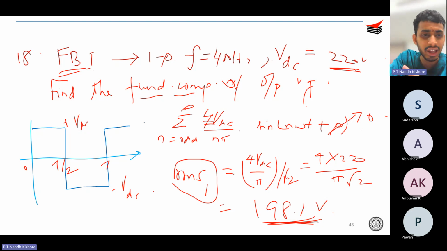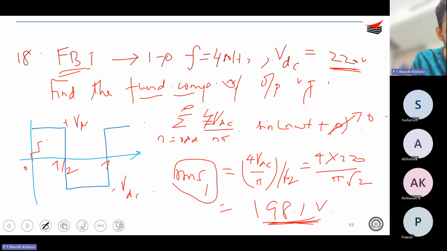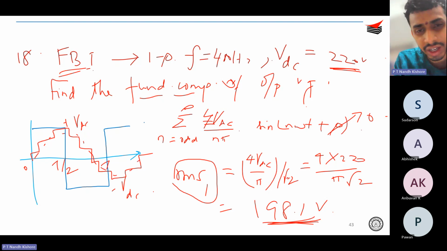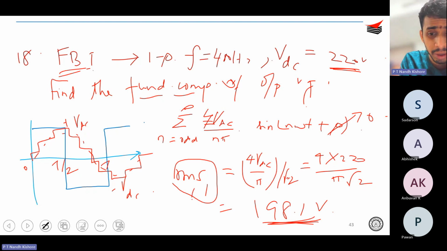Correct. So the idea is if you go towards multi-level converters, instead of seeing something like this, you are expected to see something like this. If I draw it, I am drawing a very lesser number of steps, but you see that it is almost like a sine wave, correct? So what you will see is the RMS of the fundamental will be really high. It will approach towards 220, maybe some 212 or 215 or whatever.